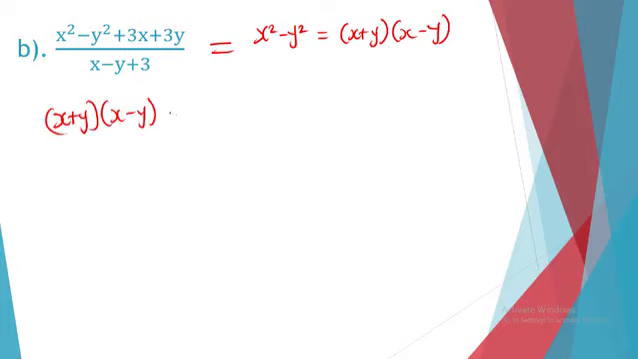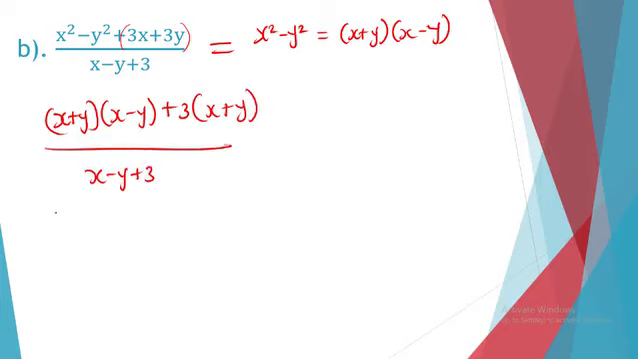I told us that when we have x squared minus y squared, that is something as what? X plus y into x minus y. Is that correct? So therefore we have x plus y into x minus y plus 3 into x. What is common between these two? We have 3 being common, then we have x plus what? Y. Is that correct? Then all over x minus y plus 3.